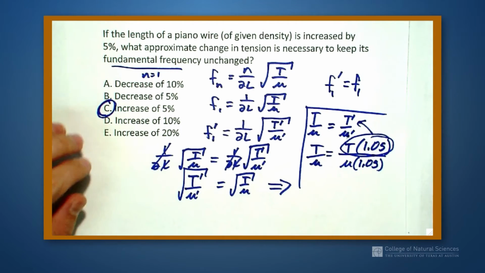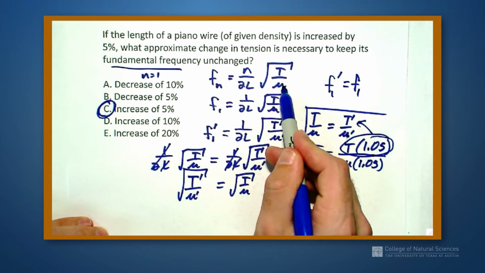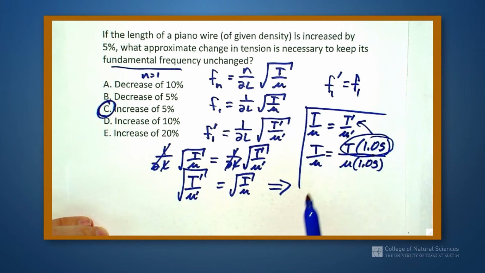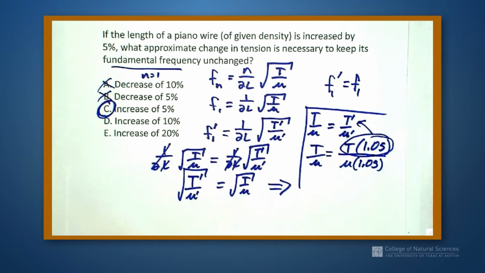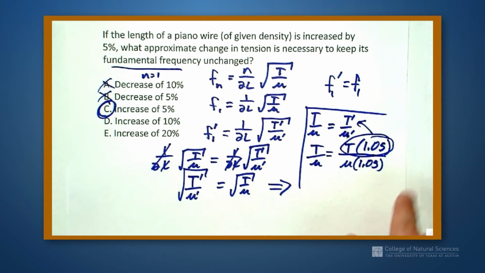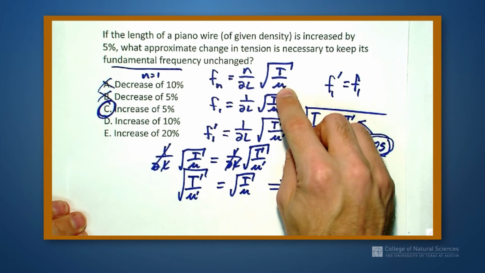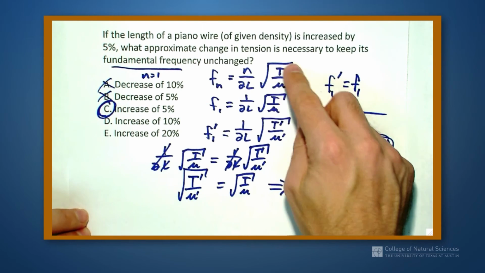Some of these should have been kind of easy. Once I get our original equation, if I don't want f of n to change and I increase mu, I know I have to increase T as well. So the decreasing options are actually two answers that we probably could have instantly thrown out. With this square root in, I would be safe to work out the whole problem, but you could actually reason it out: if mu increases by a certain amount, T has to increase by a certain amount as well, because they're both under the square root.